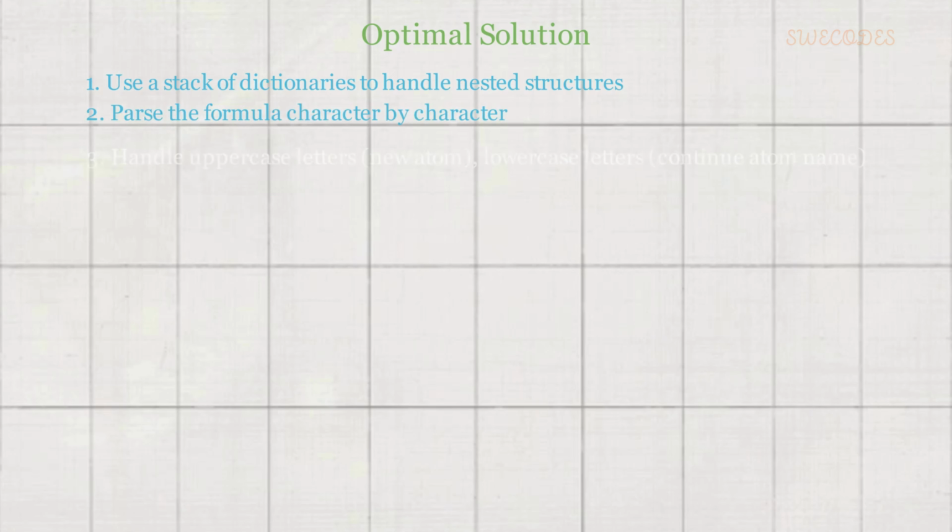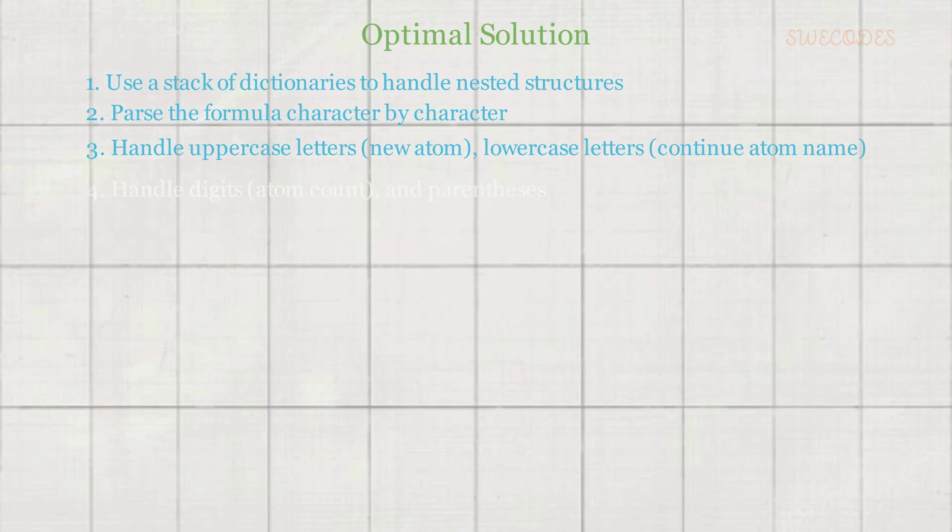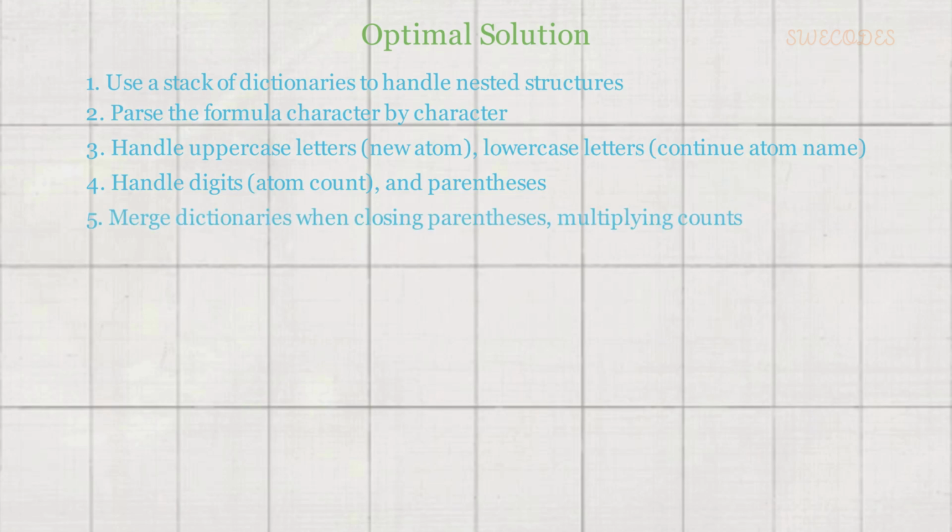Now, let's outline our optimal solution. 1. We'll use a stack of dictionaries to handle nested structures. 2. We'll parse the formula character by character. 3. We'll handle uppercase letters as new atoms, and lowercase letters as continuations of atom names. 4. We'll process digits for atom counts and handle parentheses. 5. When closing parentheses, we'll merge dictionaries and multiply counts. 6. Finally, we'll sort the final dictionary and format the output string.